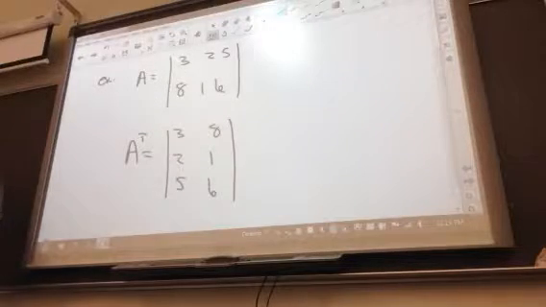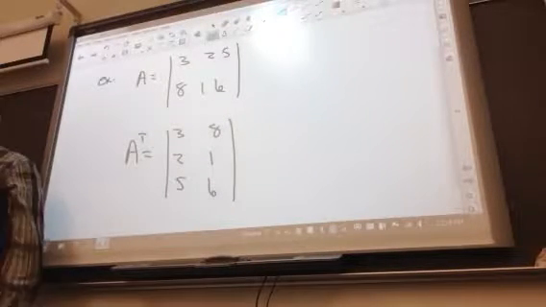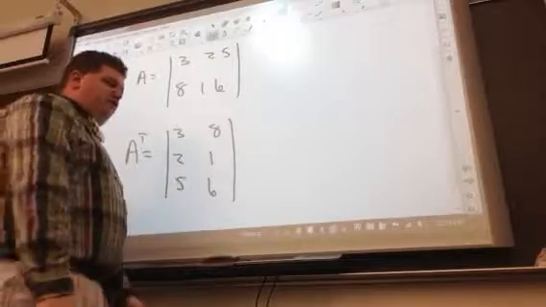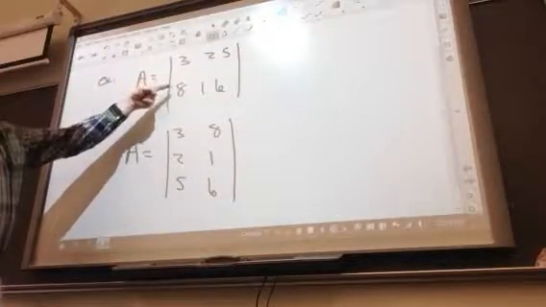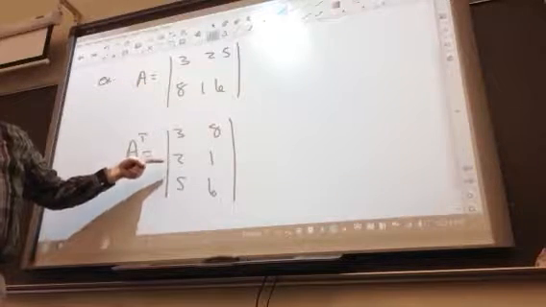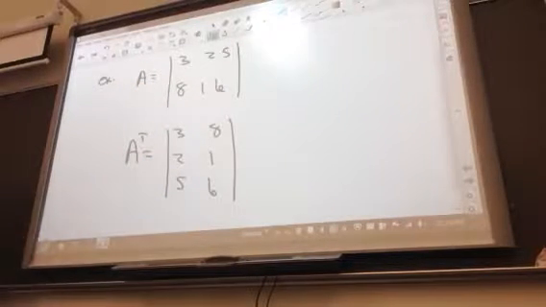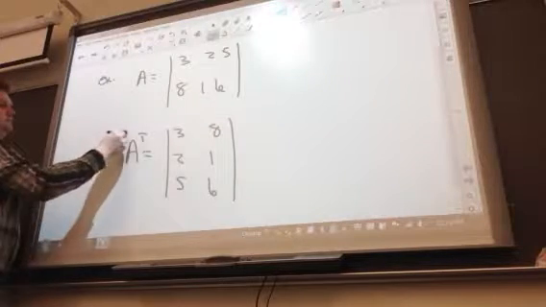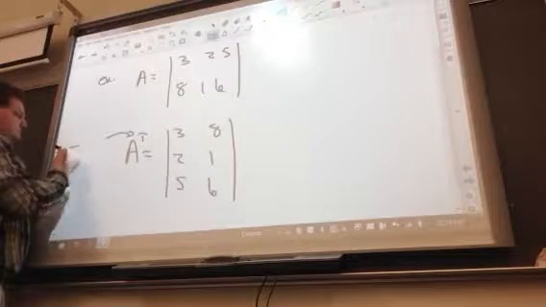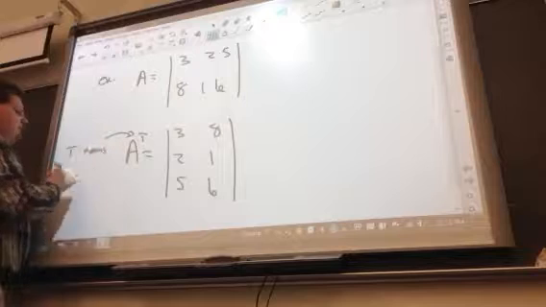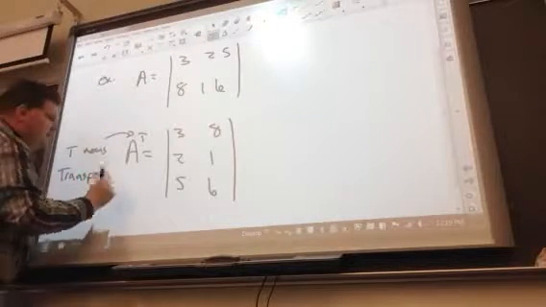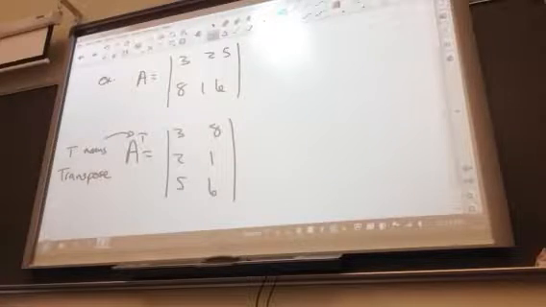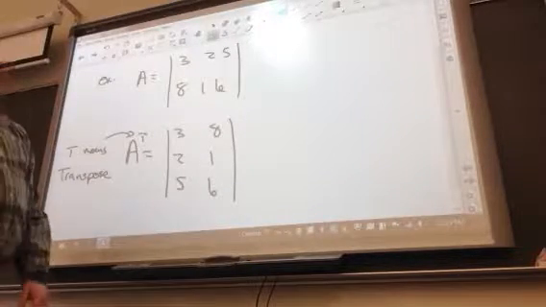So basically, the order of the matrix switches. If this here started off as a 2x3 matrix, the transposition would be a 3x2. And this little T symbol here, that T means transpose. So if you ever see a T up where an exponent would be, that's saying you're going to take a transposition instead.